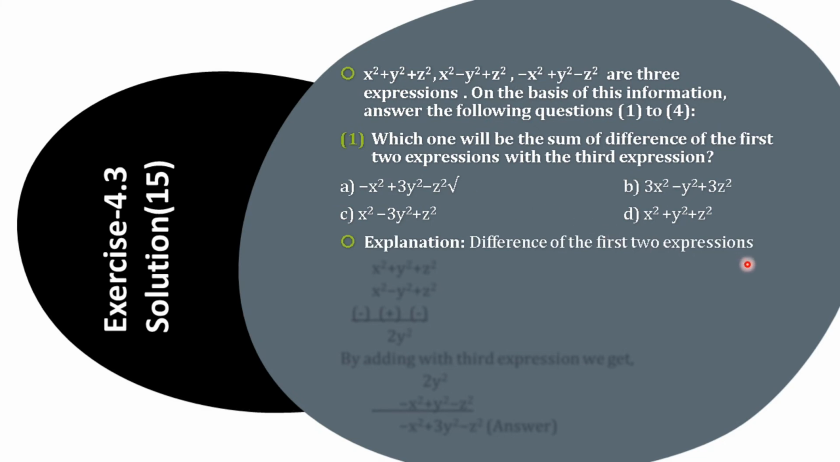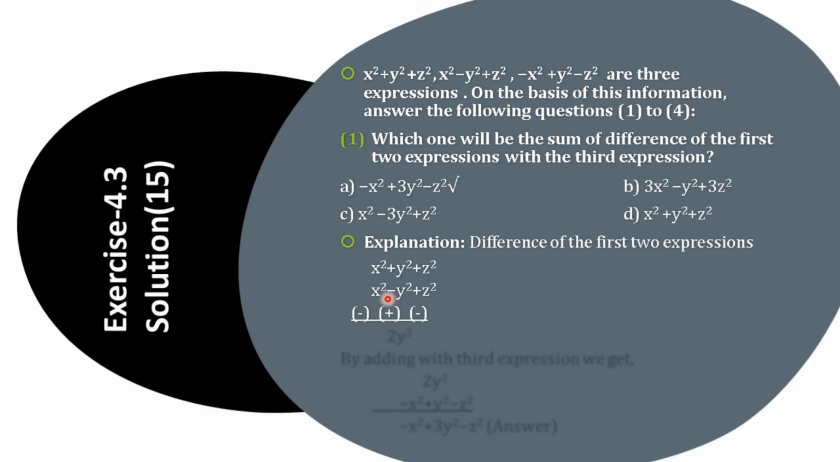Which one will be the sum of the difference of the first two expressions with the third expression? So at first we have to find out the difference of the first two expressions. x² plus y² plus z² and x² minus y² plus z². If we subtract, we have to change the sign, my dear.